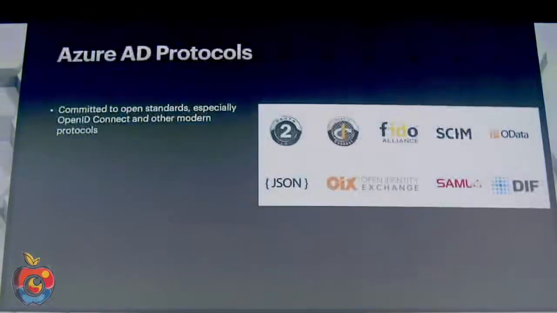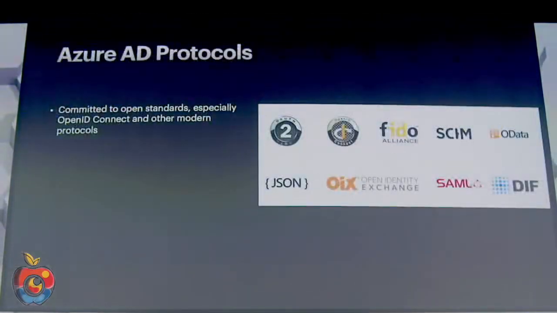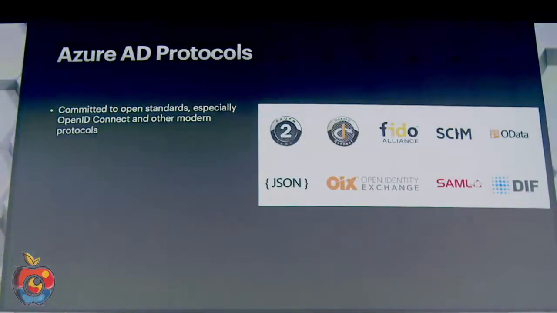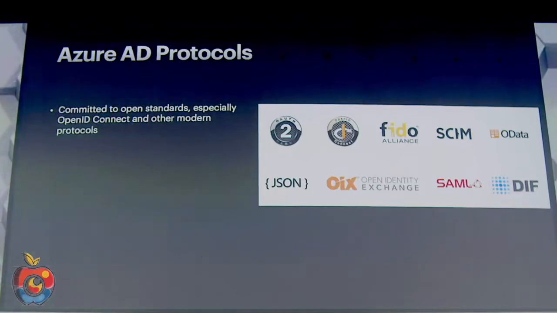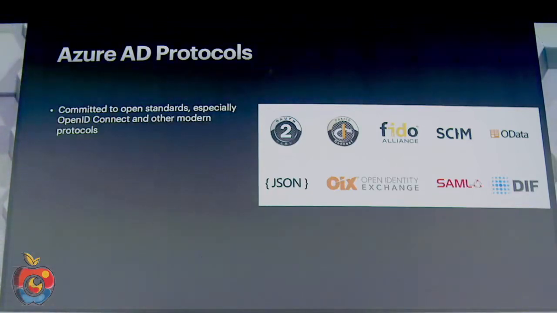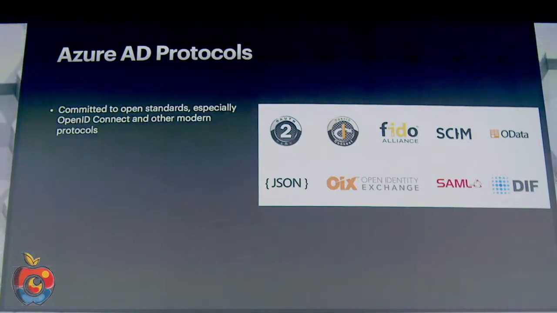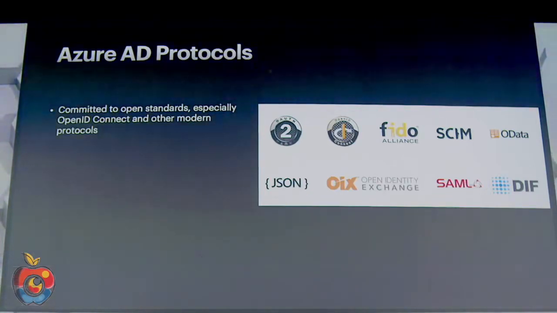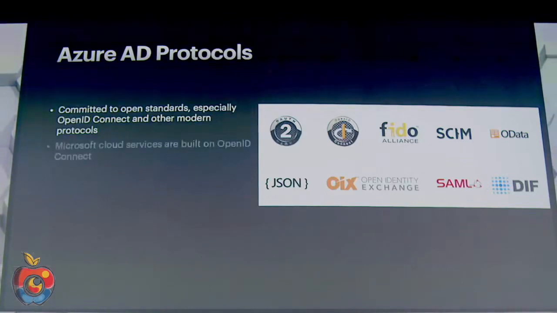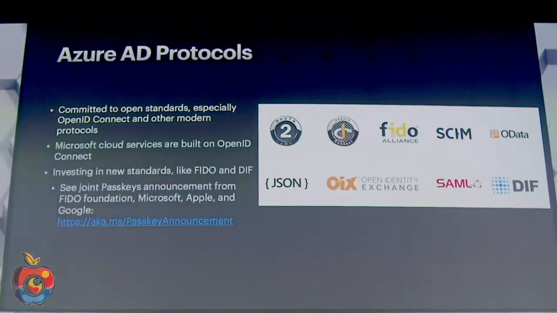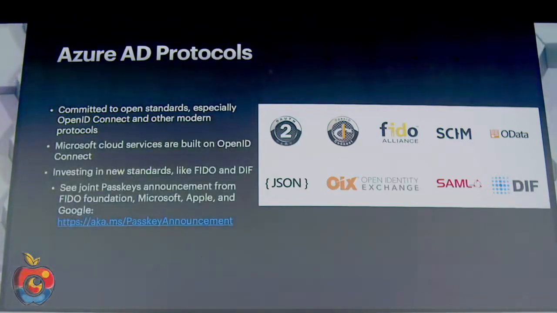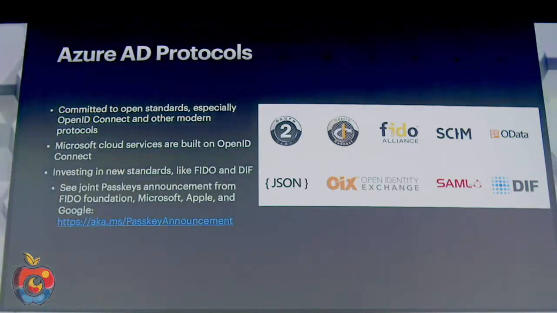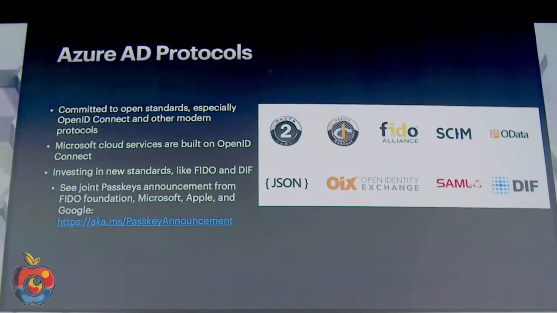Azure AD, like pretty much all of the other vendors out there, is built on open standards. Open standards are really the lifeblood that makes this whole thing work. All of us need to be able to work with any SaaS application out there. It's really important that we use these open standards and not just build our own proprietary protocols. So for example, Microsoft's own cloud services are all built on OpenID Connect. So if you use Exchange Online, SharePoint Online, et cetera, those are all OpenID Connect OAuth applications.